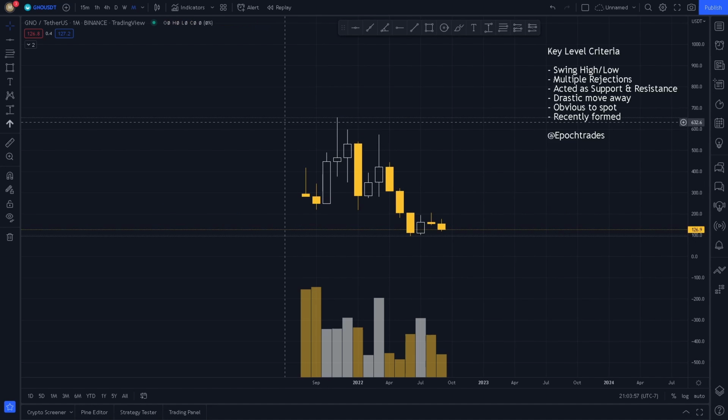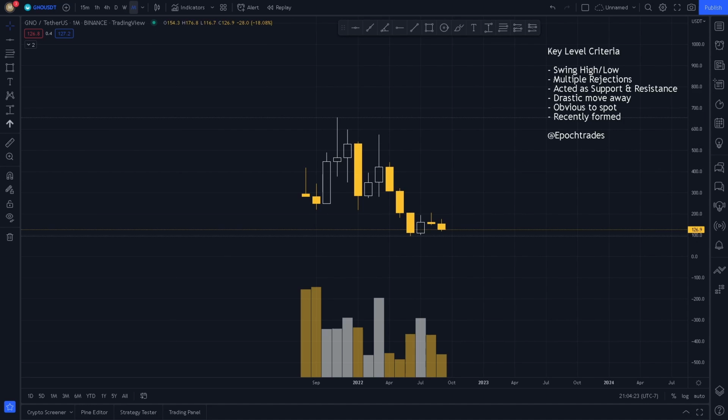Today we're going to cover Genesis, or Gnosis, however you'd like to say it. We're going to go over our key levels on this chart. So we're going to be looking for swing highs, swing lows, multiple rejections to an area. We want our area to have acted as support and resistance, with drastic moves away, obvious to spot, and recently formed.